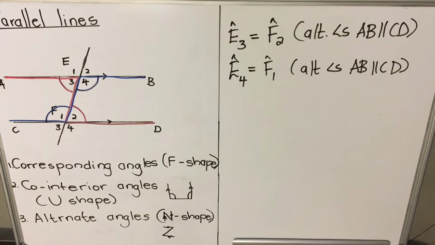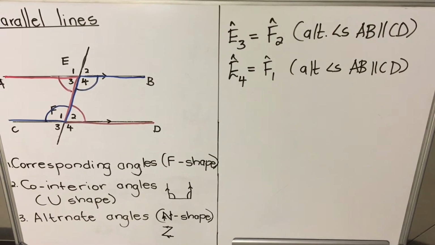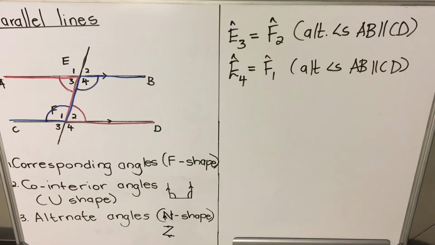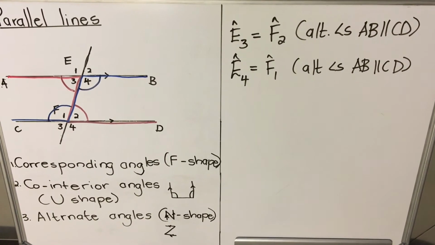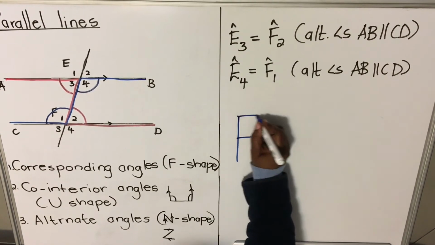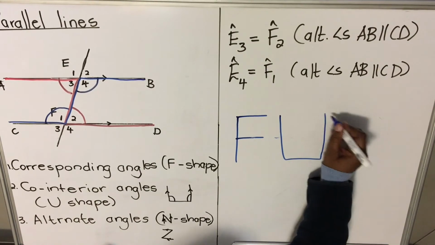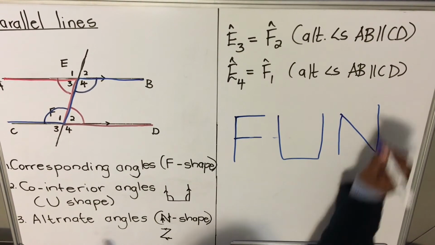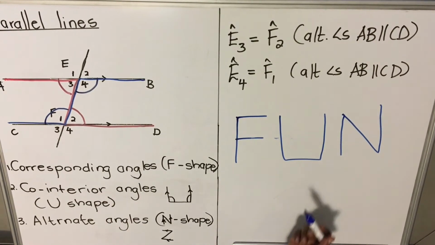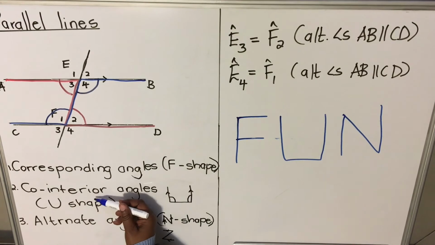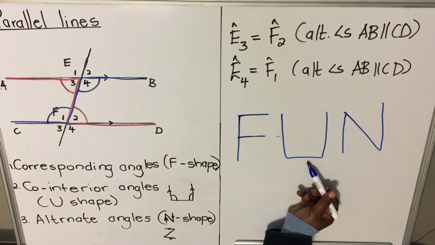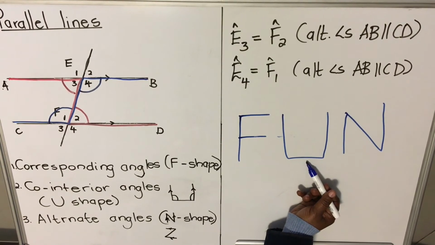This is Euclidean geometry, shapes. You have to look for them. So for you to remember, when you have parallel lines, you must look for FUN. Because maths is fun, you look for this, FUN. F for corresponding angles. U for co-interior angles which are not equal, which are supplementary. Supplementary means add up to 180.